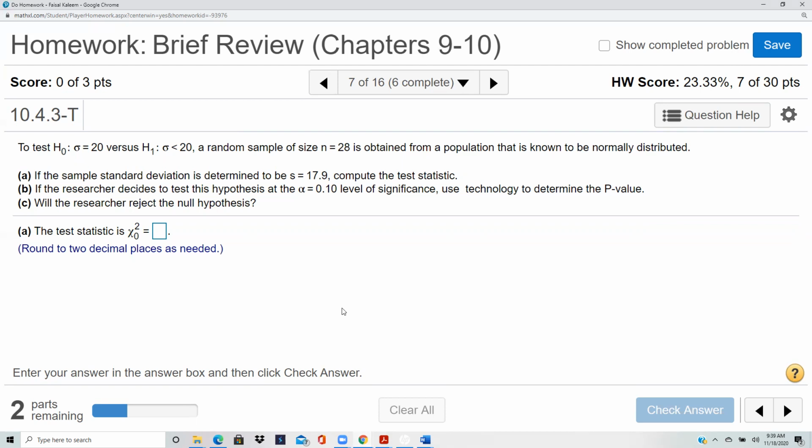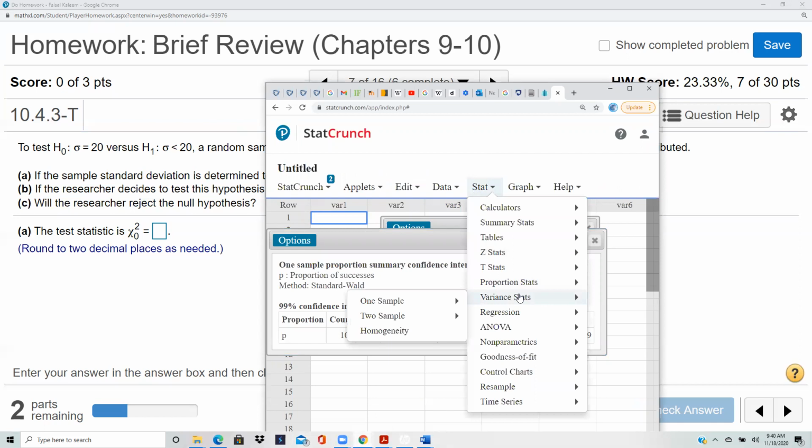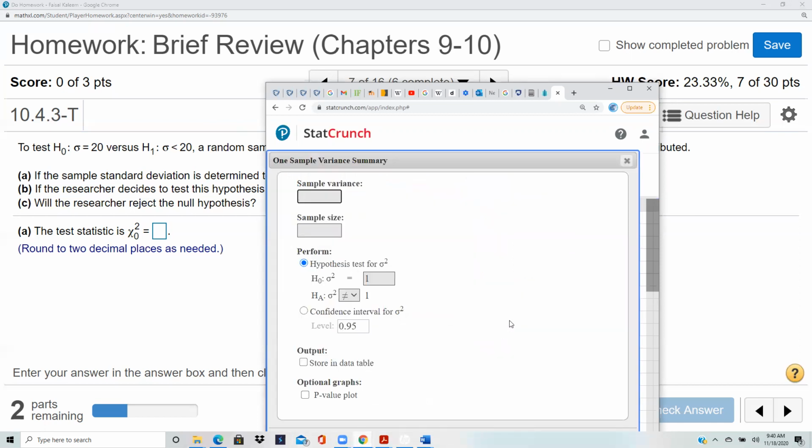Look at the hypothesis test. How about this? Look at the beginning. When it uses that certain symbol, you know which is for one standard deviation, which means it's variance stats, right? Okay. So we would go to stats, variance stats, one sample with summary.